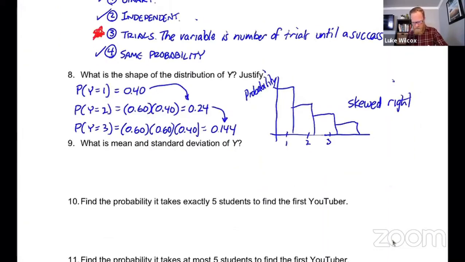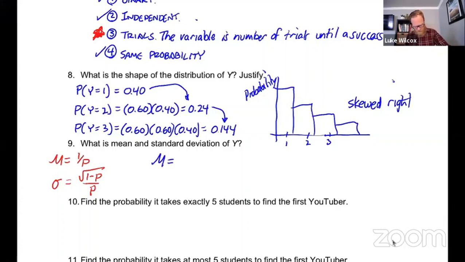So let's write those formulas out in the margin here. The mean of a geometric random variable is just 1 over p. And the standard deviation, according to the formula sheet, is the square root of 1 minus p, all divided by p. So now we just have to plug some numbers into this one.